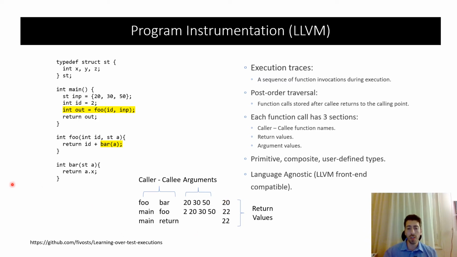After foo returns, we are going to capture the main to foo function call, and the arguments are going to be respectively 2, 20, 30, and 50, and the return value is going to be 22. And then we're also capturing the return statement of the main function in order for us to know when the program is terminating and how. The return value in this case is 22.